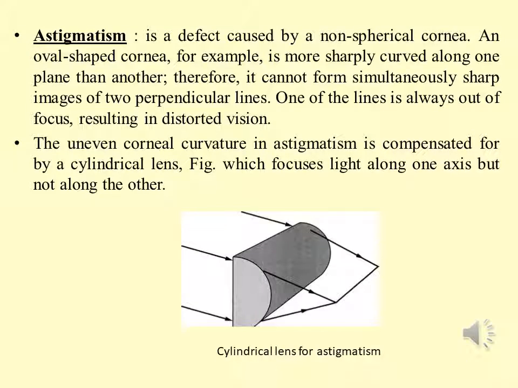Astigmatism is a defect caused by a non-spherical cornea. An oval-shaped cornea, for example, is more sharply curved along one plane than another, therefore it cannot form simultaneously sharp images of two perpendicular lines. One of the lines is always out of focus, resulting in distorted vision. The uneven corneal curvature in astigmatism is compensated for by a cylindrical lens, in the figure, which focuses light along one axis but not along the other.